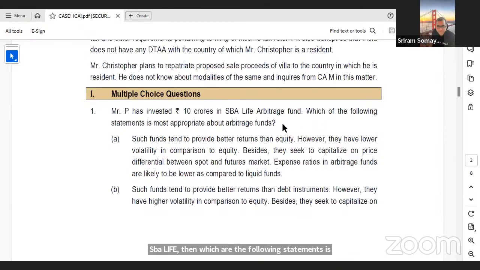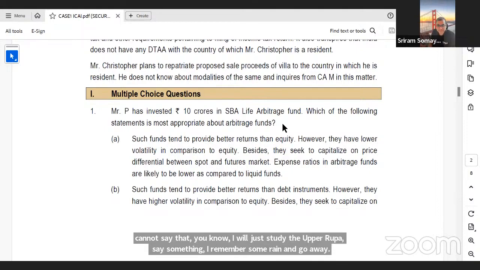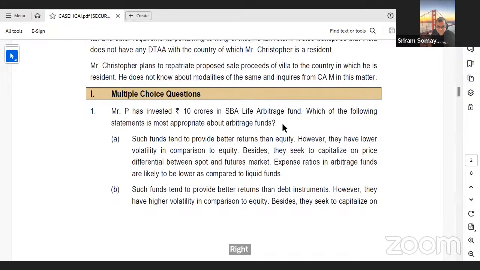So guys, if you remember our mutual funds chapter, please note, this is the theory aspect of the mutual fund chapter. So when you're preparing for the case study exam or this paper 6, you have to know a lot of stuff about theory aspects of the various subjects. You cannot say that, I will just study the numbers, I'll remember some rate and go away, right? So this is a very fine aspect of arbitrage funds that is discussed in the mutual fund chapter.